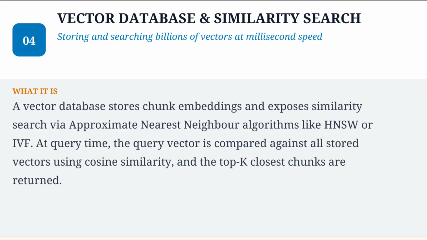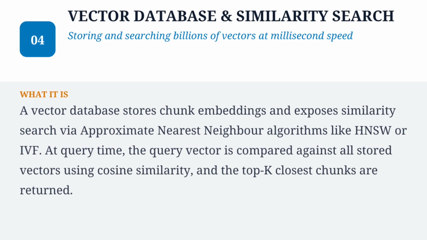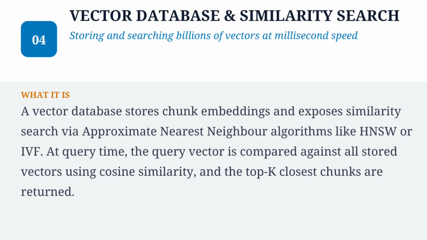Now someone asks a question. How does the system find the right chunk out of potentially millions? This is where the vector database does its job. The question gets embedded into a vector, then the database runs something called ANN search, or approximate nearest neighbors search. It compares the question vector against all stored chunk vectors using cosine similarity, basically measuring the angle between vectors, and returns the top k closest matches.